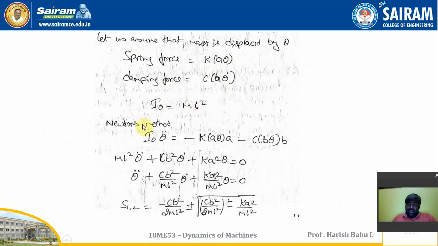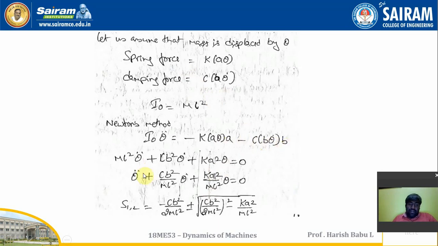So as per Newton's method, what you have seen in free and damped vibration, I theta double dot will be equal to the forces acting. The force is K A theta. So when I go for that, it's going to produce an anticlockwise moment, so I'm going to take it as minus K A theta into A. Similarly, the damping also: minus C B theta dot into B. B will be the perpendicular distance from the equilibrium position.